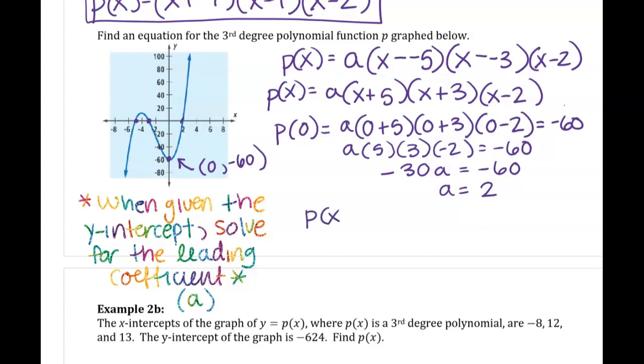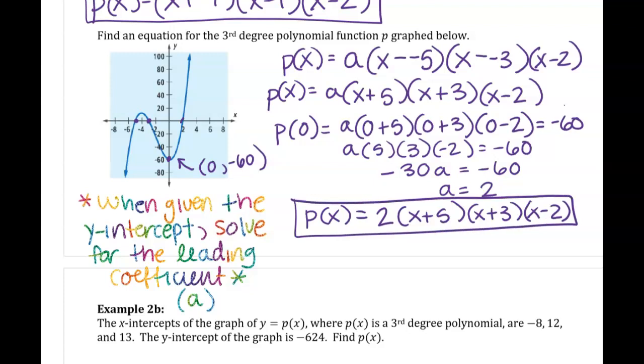So then p of x, now we just put our a back in. So we have 2, and then we still have x plus 5, x plus 3, x minus 2. And that is factored form because we see the factors. If we want to do standard form, we have to multiply through. So we have 2 times x plus 5 times x plus 3 times x minus 2. And so you essentially just have to split it.